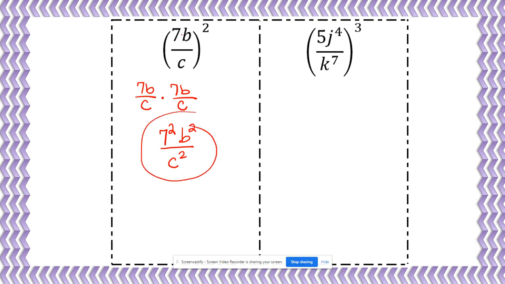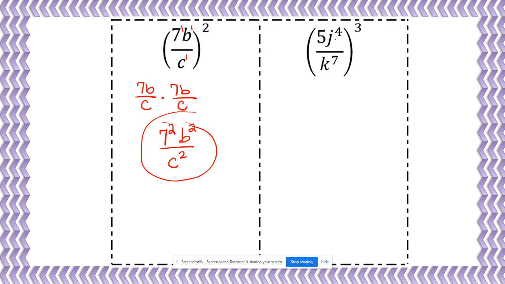Now this makes sense because if you go back, each one of these has an invisible exponent of 1. So I would do 1 times 2 to get 7 to the 2nd, 1 times 2 to get b to the 2nd, 1 times 2 to get c to the 2nd.